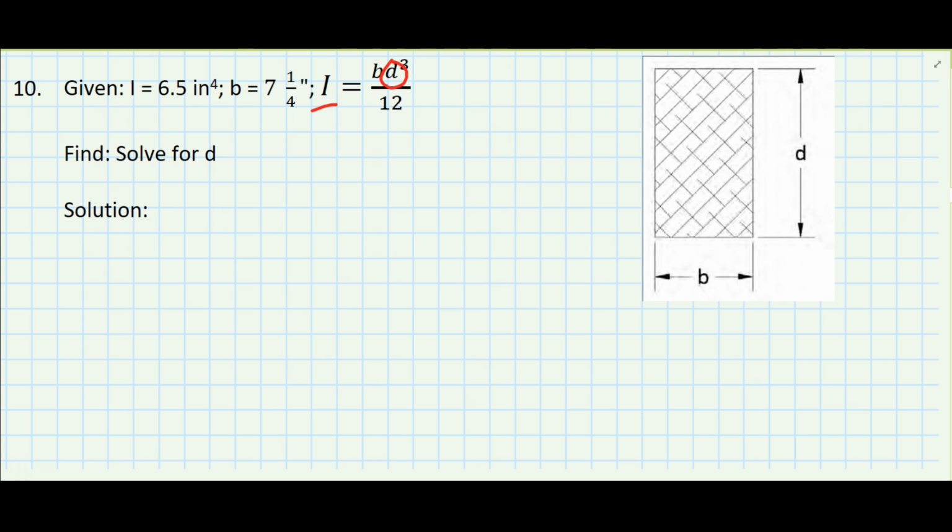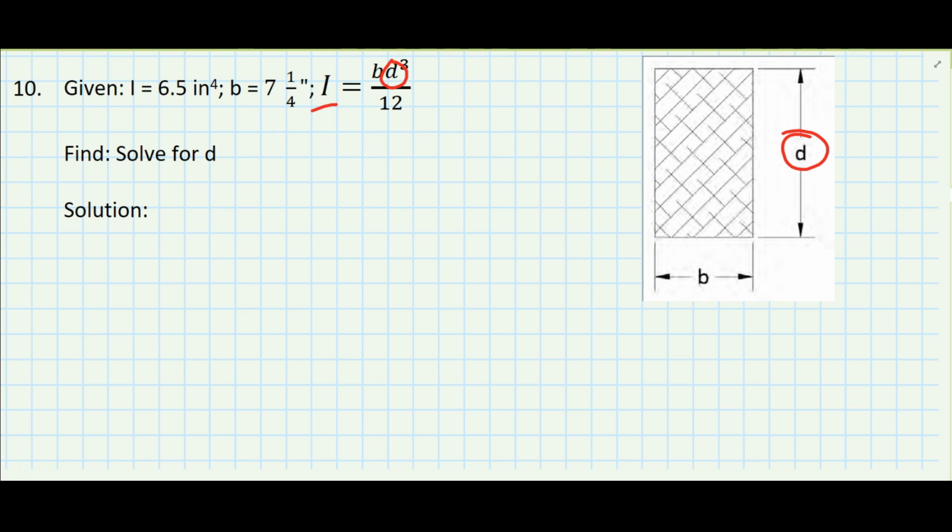Then we're down to choosing which type of structural member we're going to use depending on the height of the cross section. So we would want to solve for D in this case so that we can get the smallest possible cross section, which will be the cheapest, to achieve the moment of inertia that we need.